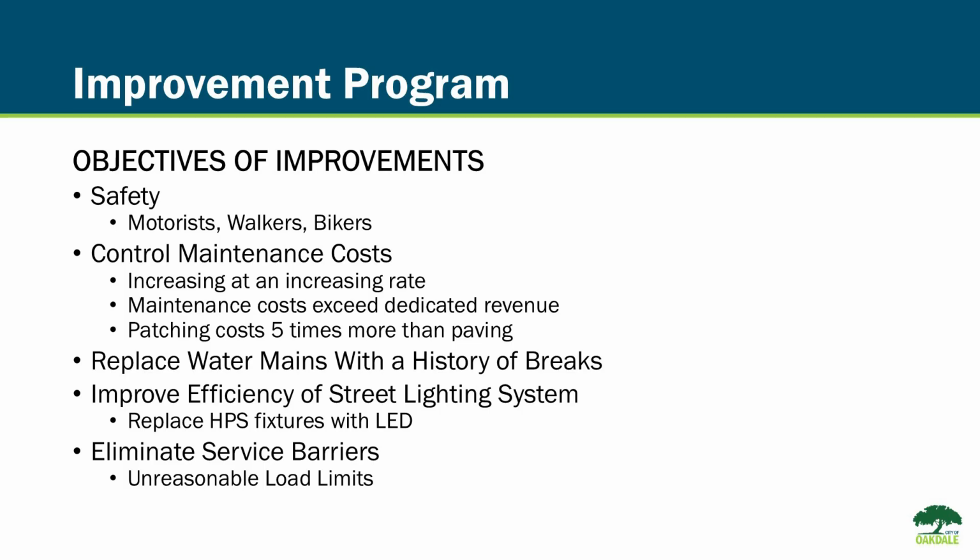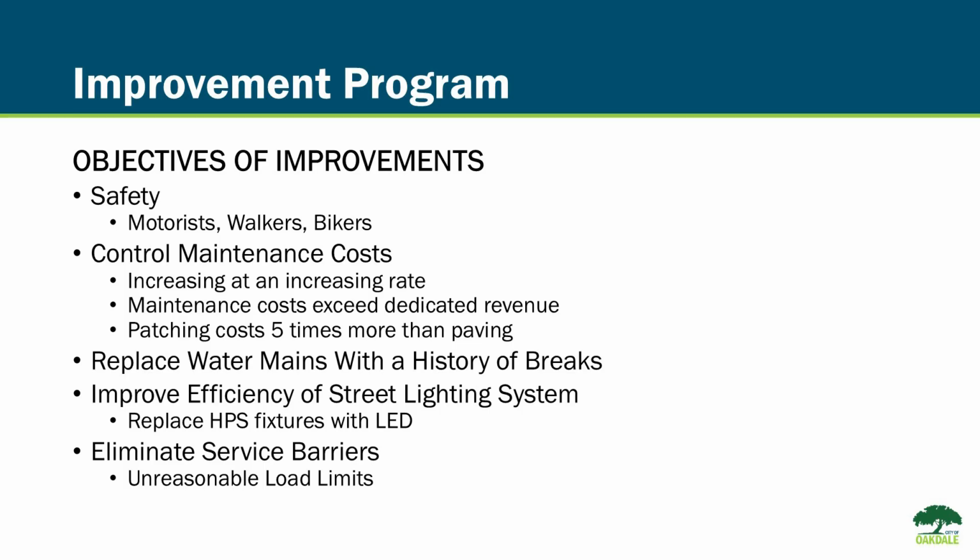The third objective is to replace water mains that have a history of breaks. There are a number of blocks in this neighborhood where we've had a series of breaks, and it's now time to replace those water mains. The fourth objective is to improve the efficiency of our street lighting system, and we do that by installing LED light fixtures on the existing power poles.